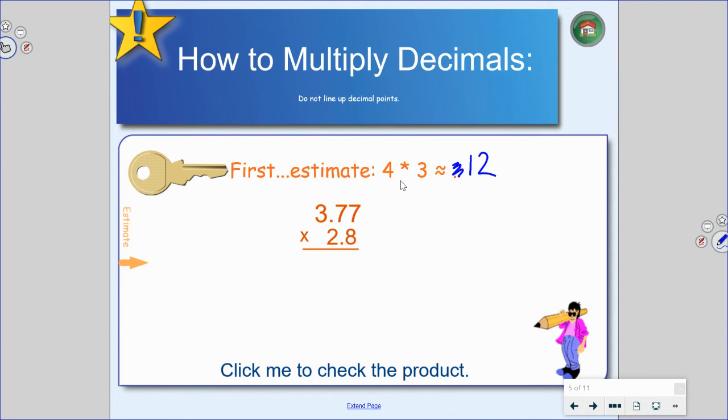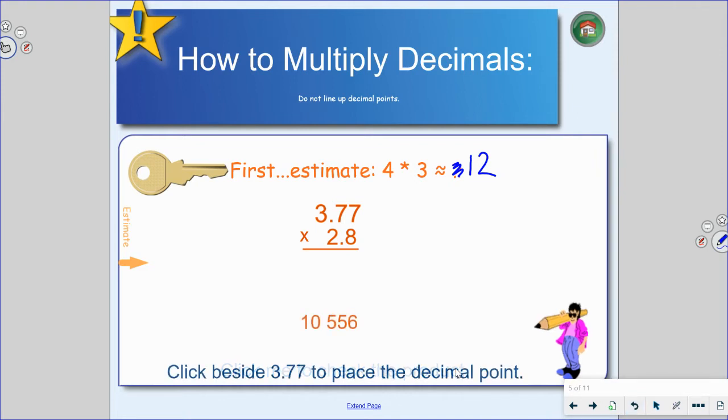Now, I know you already know how to multiply digits. 8 times 7 is 56. Carry the 5. 8 times 7 is 56 plus 5 is 61. Carry. So let me go ahead and just assume that you can multiply all those digits. The question will be, where will the decimal point go?